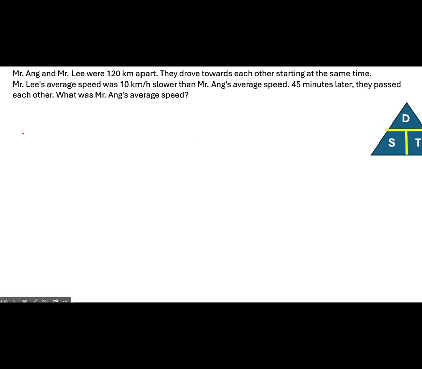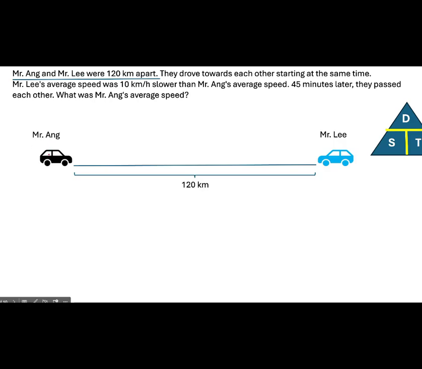So now first, Mr. Ang and Mr. Lee were 120 kilometers apart. Let's plot that down. This is Mr. Ang driving from here and Mr. Lee, and the distance between them is 120 kilometers. They drove towards each other starting at the same time. So they are driving towards each other. So the category of this question is moving in opposite direction. So this is about moving in opposite direction.